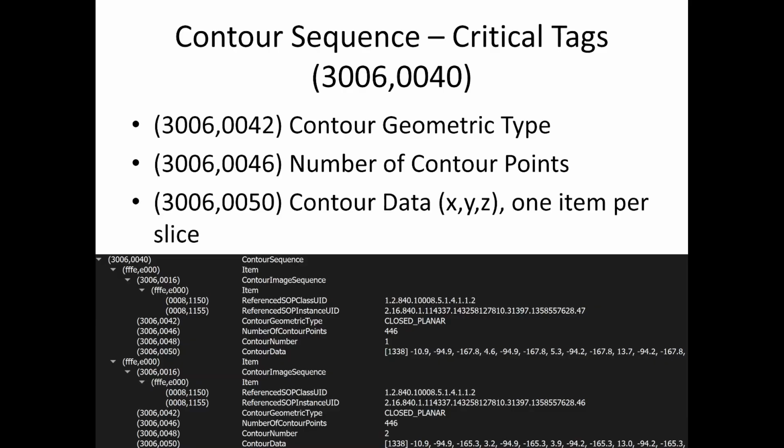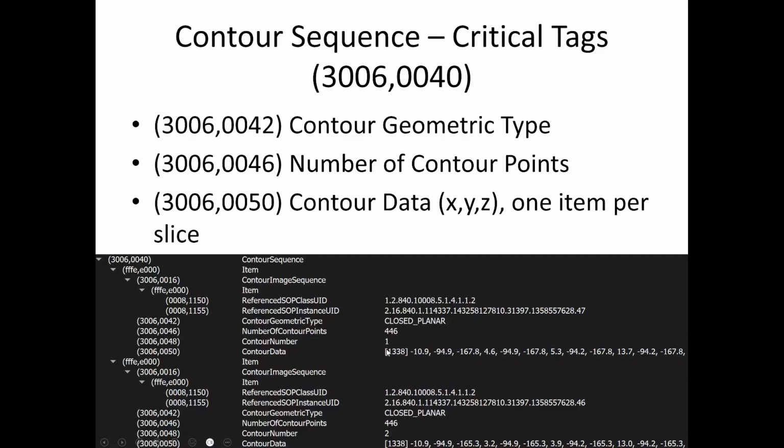And finally, the contour sequence, which is the critical one, stores the actual geometry of the ROI contour. This is defined in 3006,0040, as shown here. And underneath it, each item represents the contour data of one image slice. As you can see here, the contour data 3006,0050 defines the XYZ coordinates of each point.